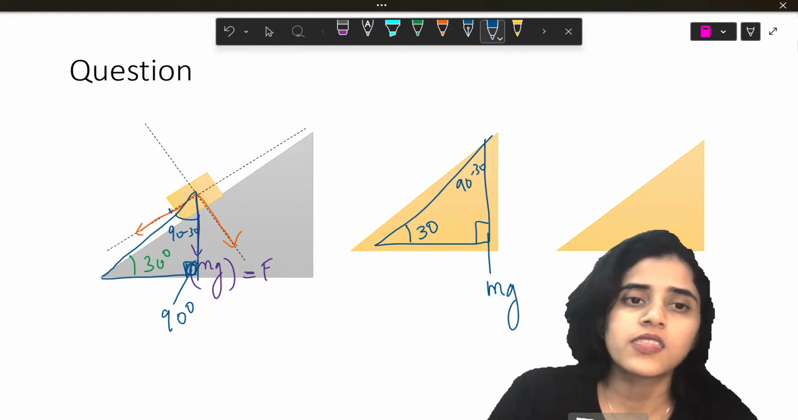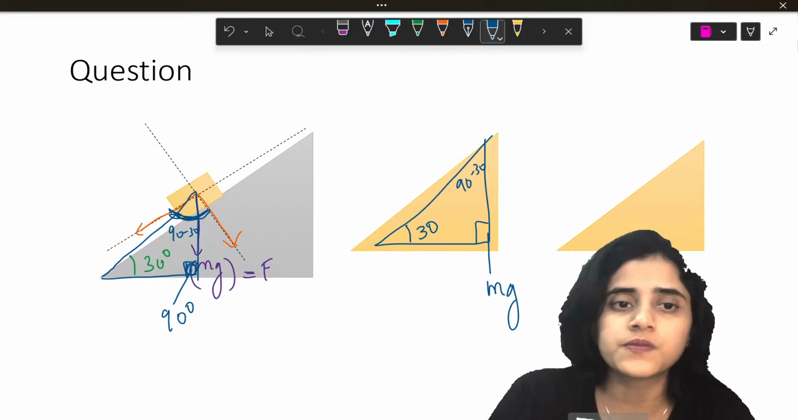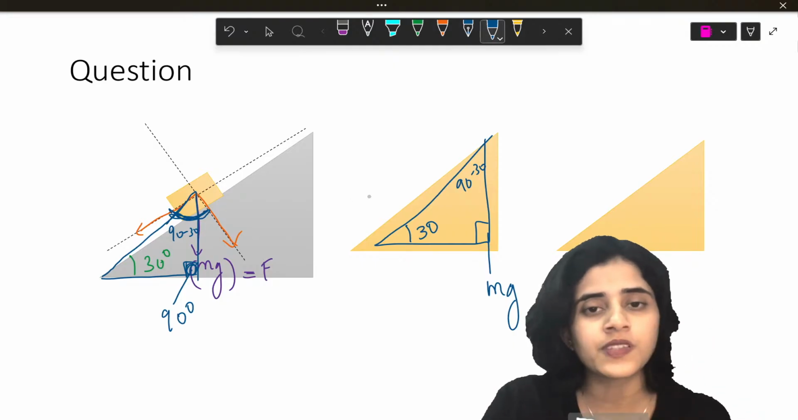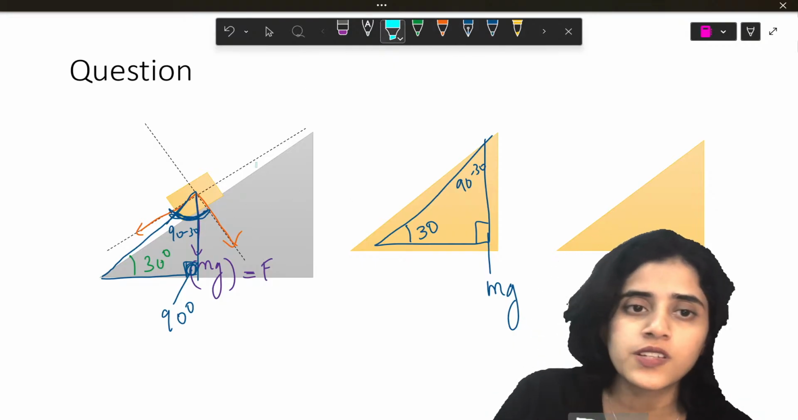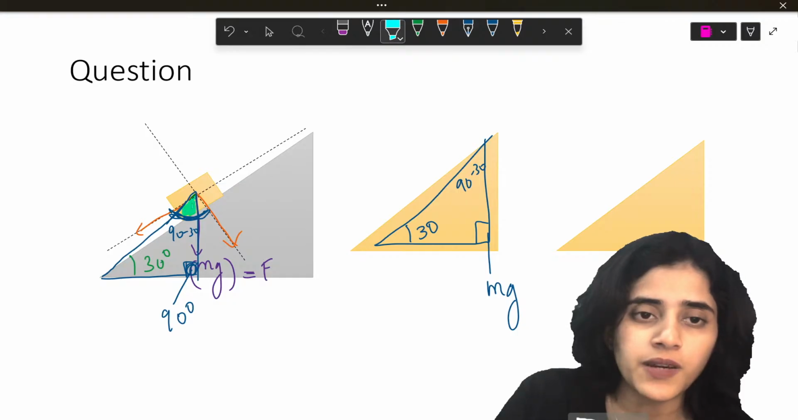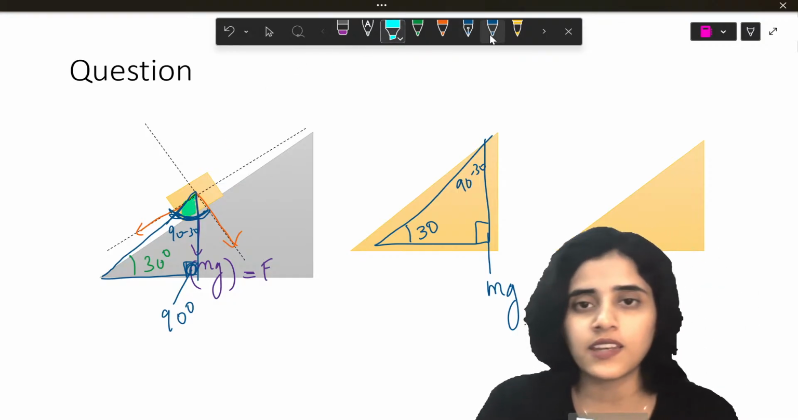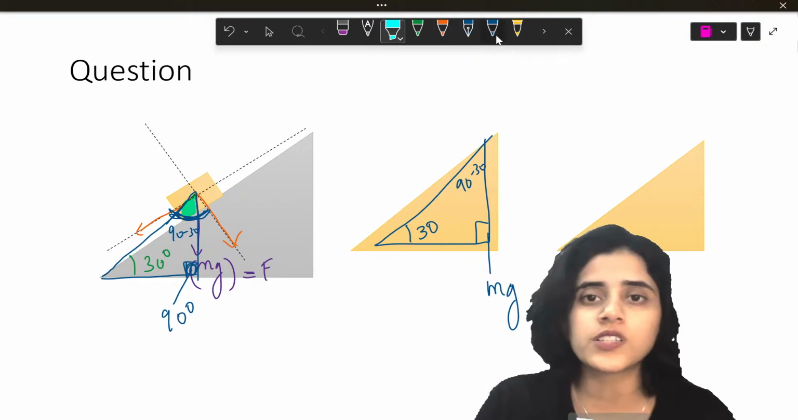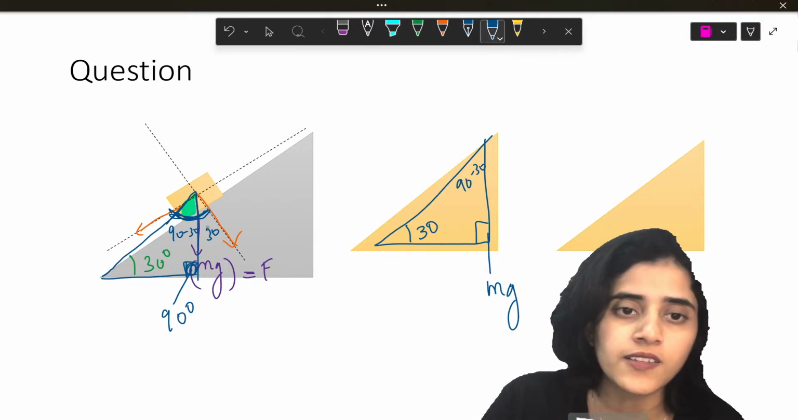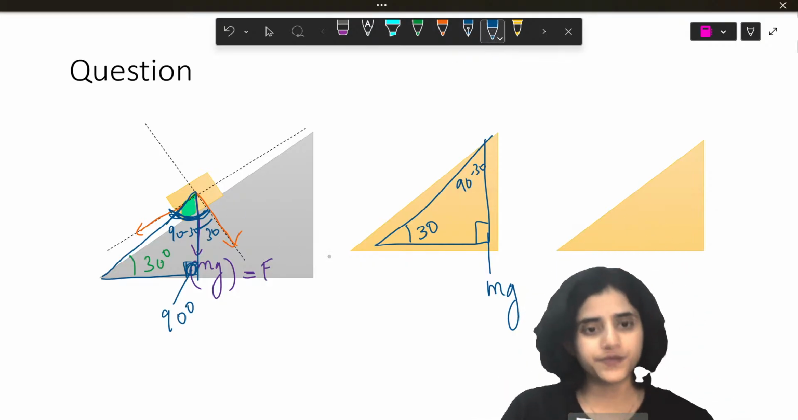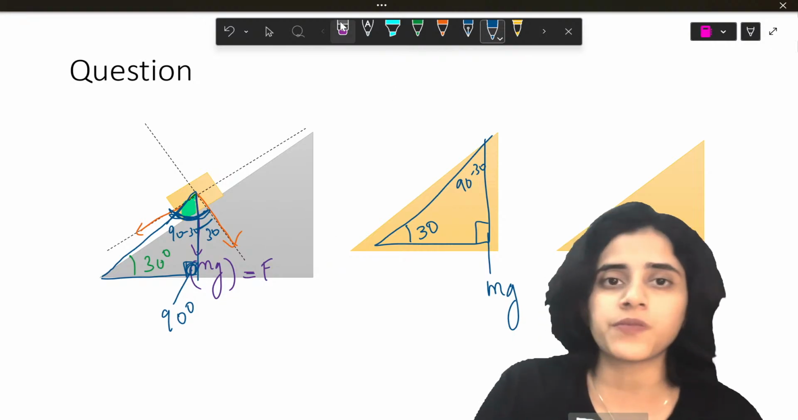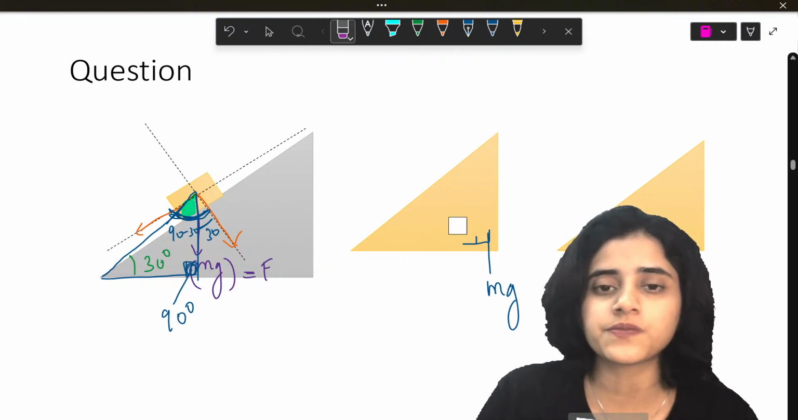Now, this whole thing is 90. So if this much is 90 minus 30, then this will be what? This will be 30. This angle will be 30. Do you agree with me? I will draw that a little more neatly.